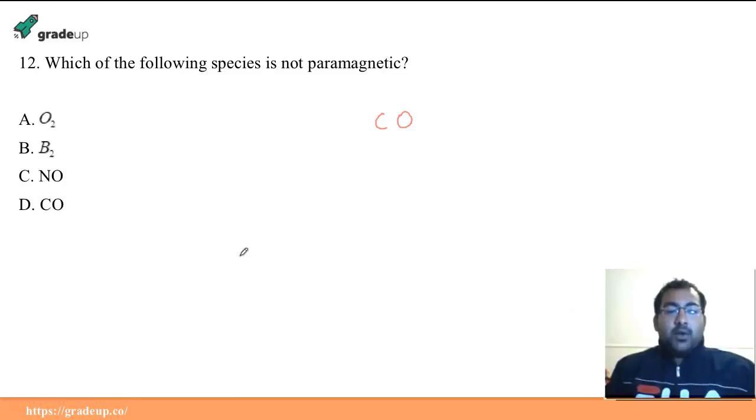Why so? When you look at the molecular orbital configuration of CO, you have 2s electrons present in both carbon and oxygen. Then when you talk about 2p electrons, carbon has actually 2 of them, and oxygen has 4 of them. So when you place them in this electronic configuration, you first fill the 2 pi orbitals, and then you fill the sigma orbitals.